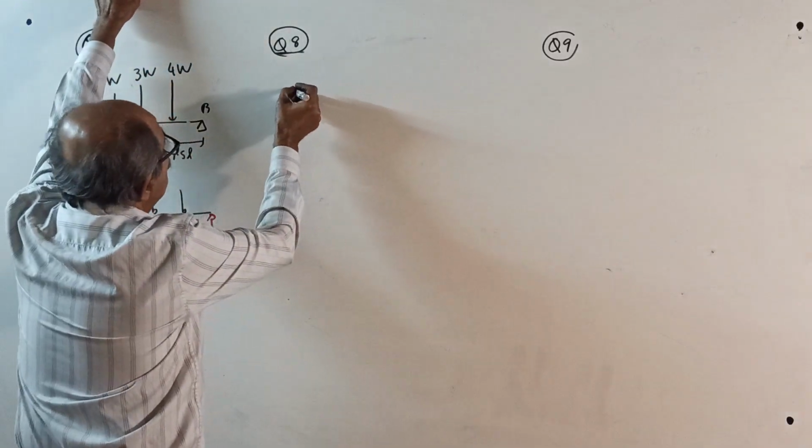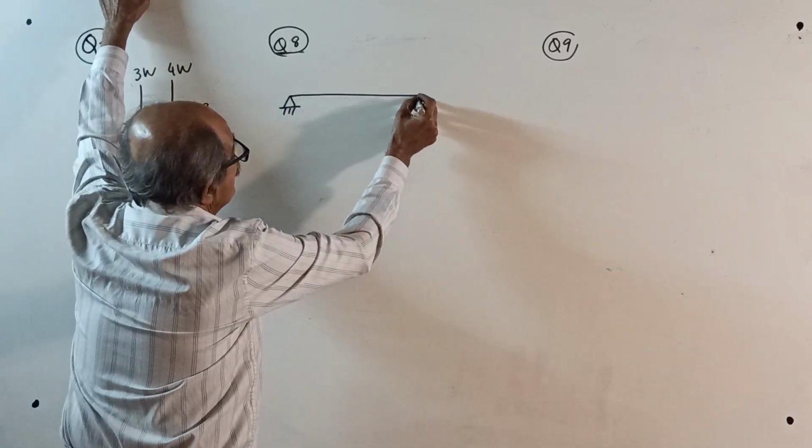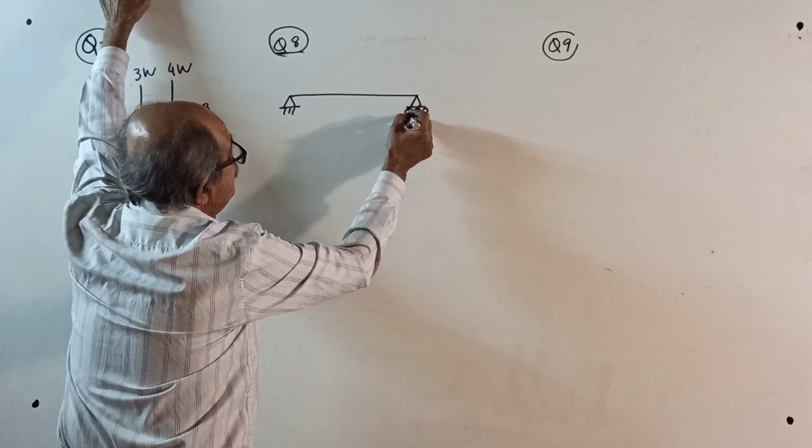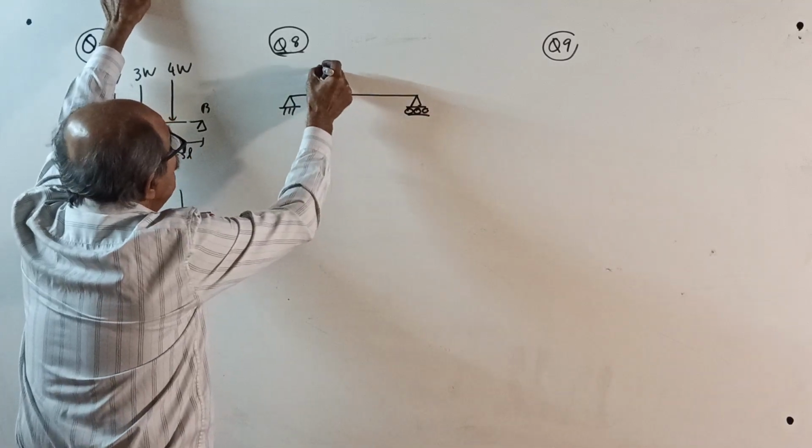Now same 3 loads, one numerical. I will give one hinge here, one roller here. But just because hinge is there, there is no need that horizontal reaction is there. If it is not there, it will not come. 0 will write.